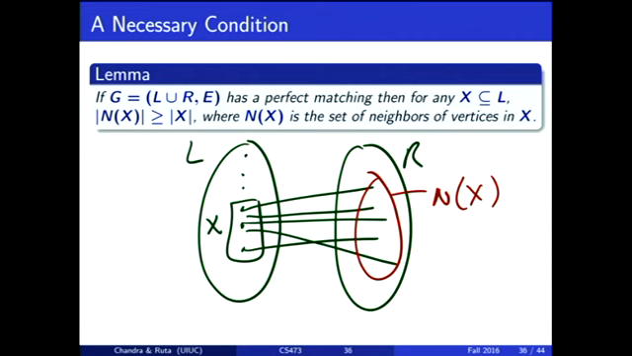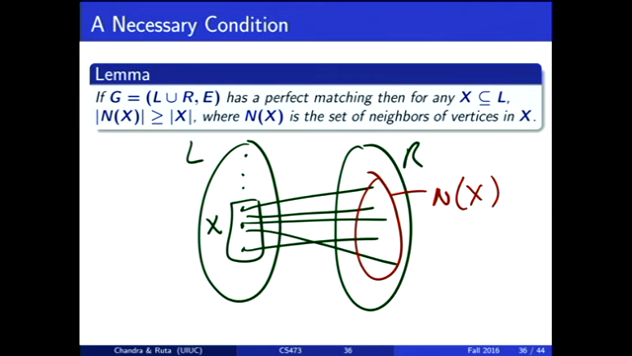If there are fewer neighbors than X, suppose there are 10 guys in X and they only see 3 guys on the right hand side, I cannot match X to anybody other than the neighborhood of X. If the size of the neighborhood of X is smaller than the size of X, then there is no way there is a perfect matching. Is that clear?